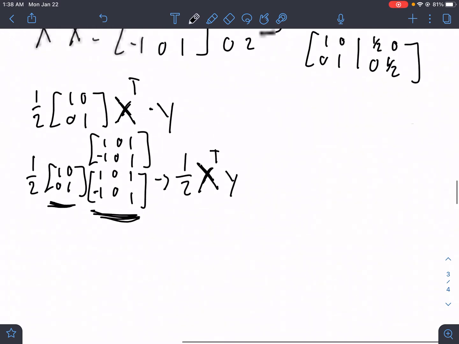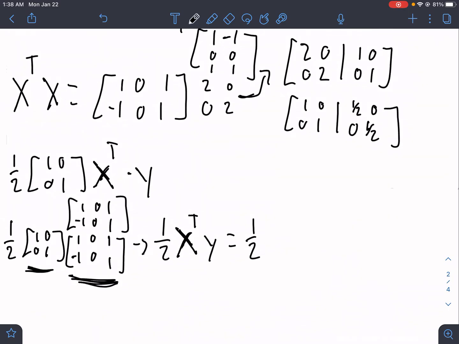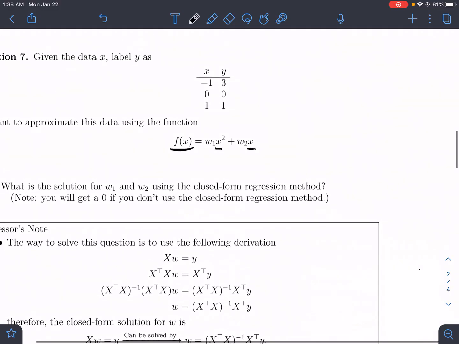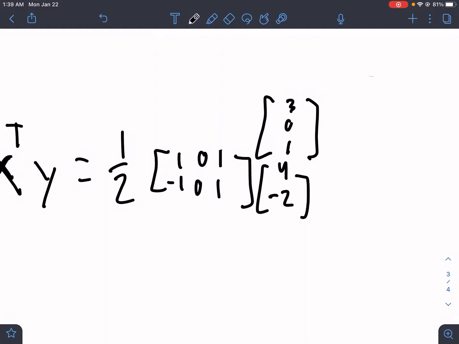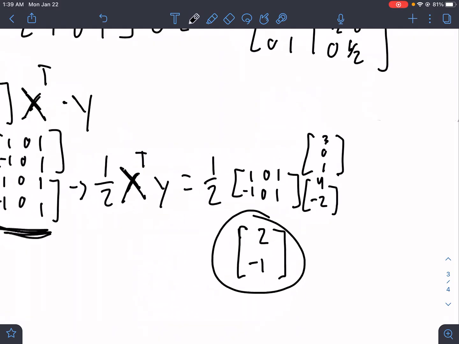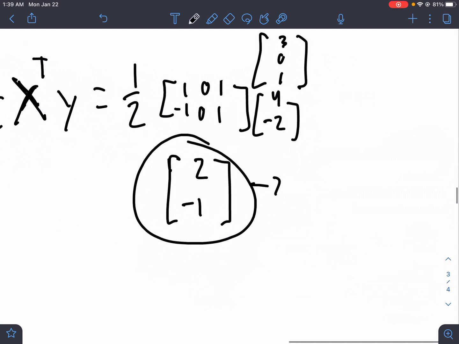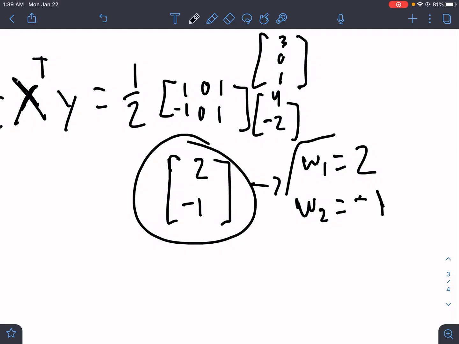times y, and what are y's terms? 3, 0, 1. 3, 0, 1, and that gives us 4, -2, and that is multiplied by 1/2, so our answer is 2, -1. Those are proper weights, so W1 equals 2, W2 equals -1, and these are the optimal weights for the given data.